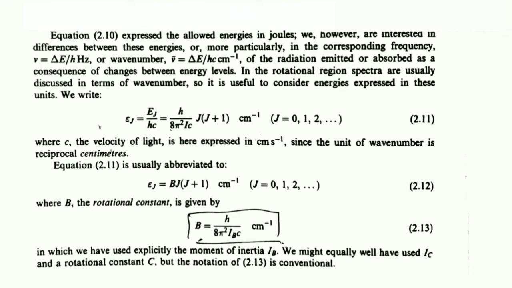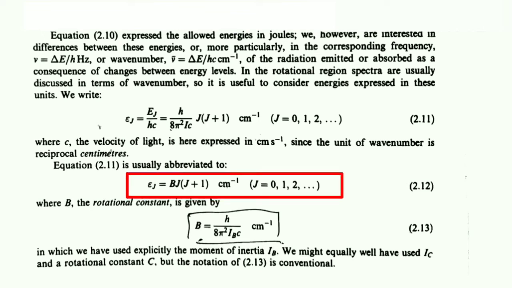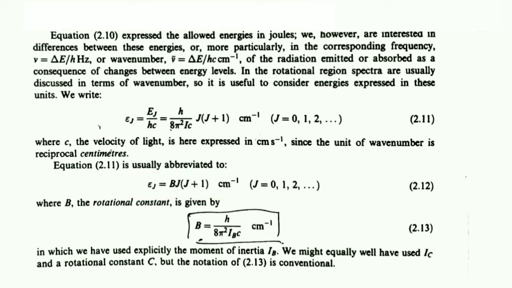So this equation number 2.11 is usually abbreviated to epsilon_j = Bj(j+1) cm⁻¹, where B is a constant called the rotational constant and is given by B = h / (8π²Ic) cm⁻¹.